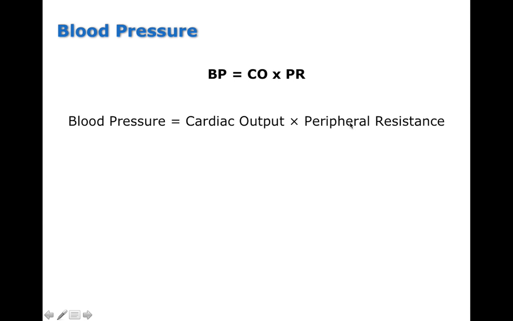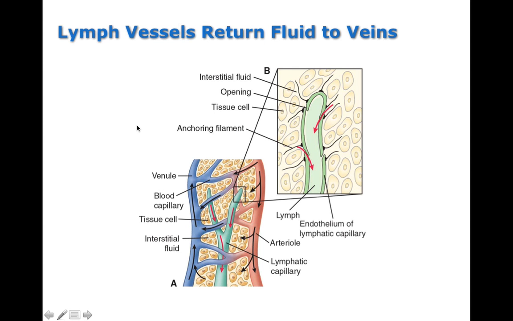So if you can increase resistance through vasoconstriction, that can increase blood pressure. Or if you increase cardiac output by increasing heart rate or stroke volume, that can also increase blood pressure. So that's also important to keep in mind with respect to blood pressure regulation and blood flow.